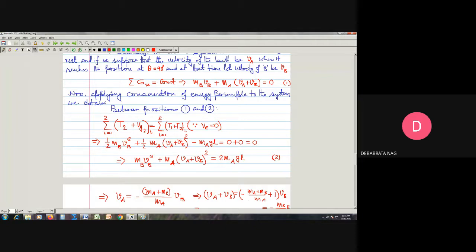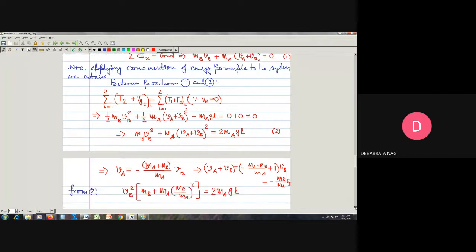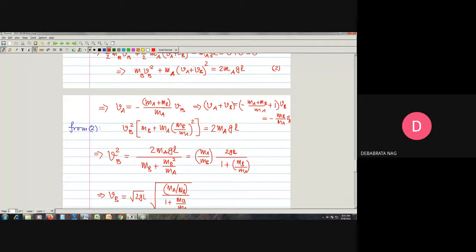So therefore it becomes minus MB by MA into VB. So we can put it here into this equation, half MB VB square. And in place of this, we are going to write MA. This MA is also there here. So this is VB square. That means it becomes 2 into MA into GL divided by MB plus MB square by MA. Okay, fine. From here we have taken the MB common, and once we have written this equation, we write this equation in this manner.